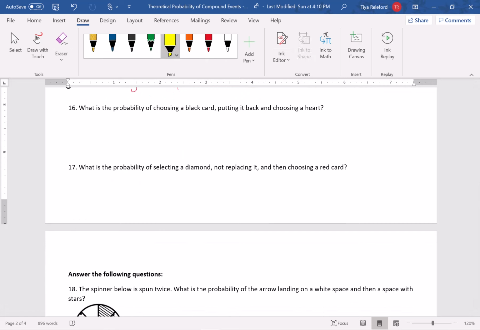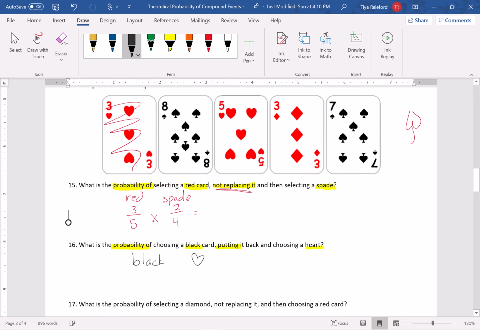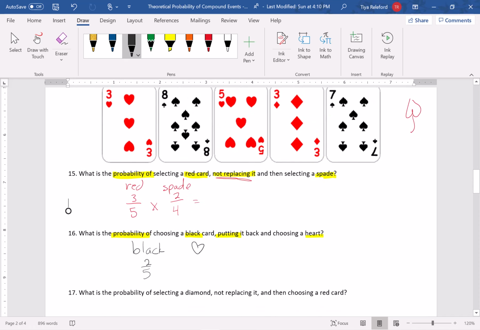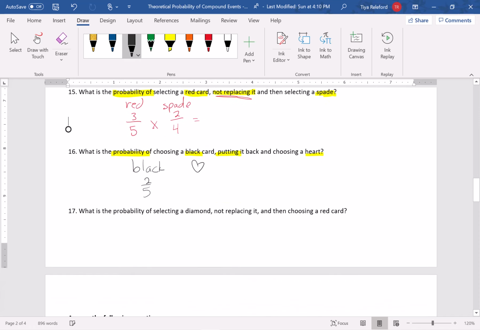What is the probability of choosing a black card, putting it back, and then choosing a heart? So black card and a heart. We have 2 out of 5 black cards and 2 out of 5 hearts. Remember, we put it back.